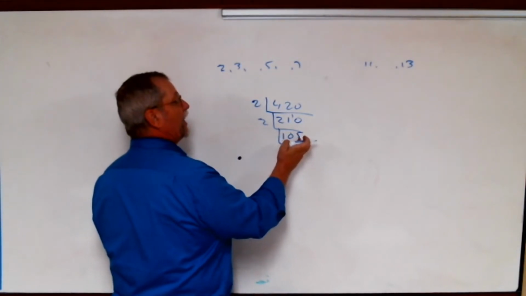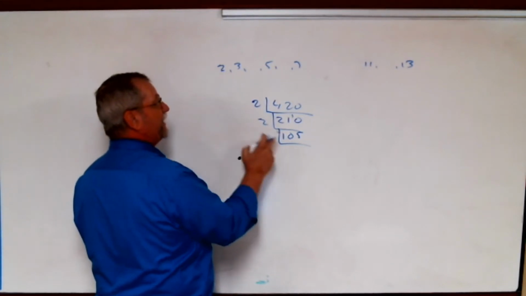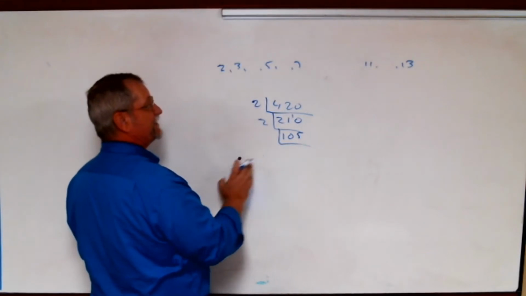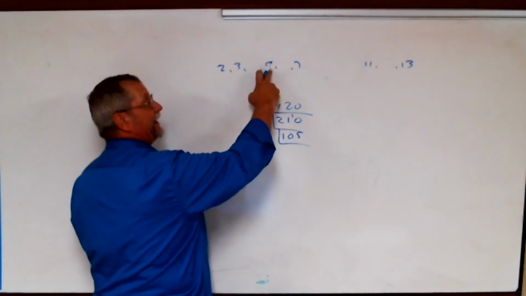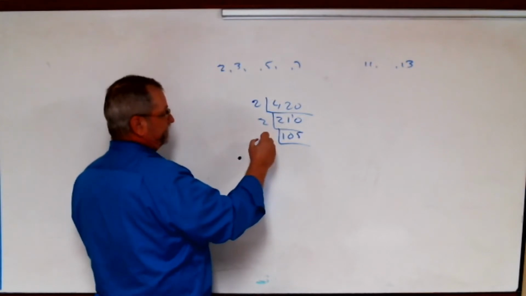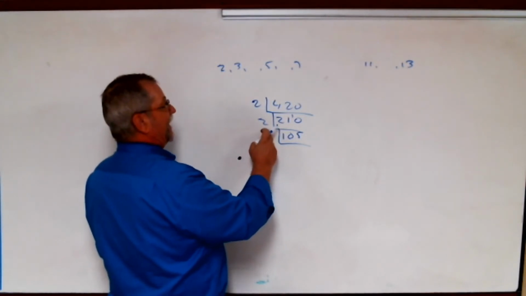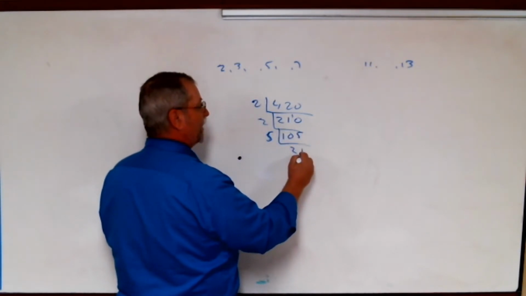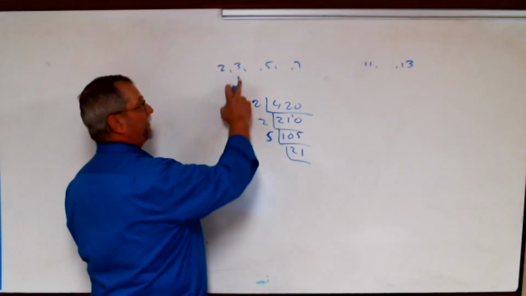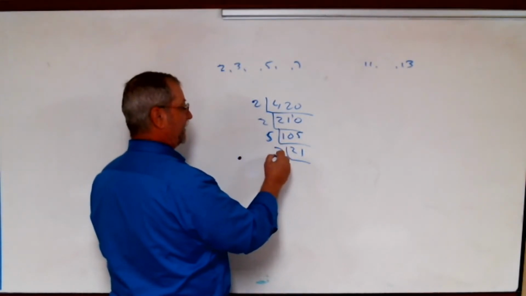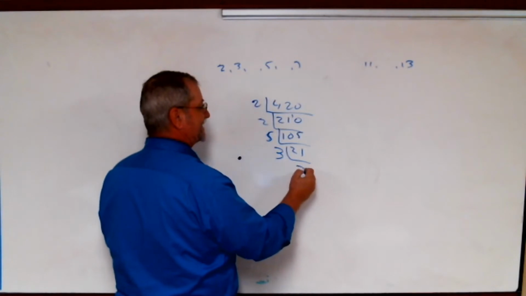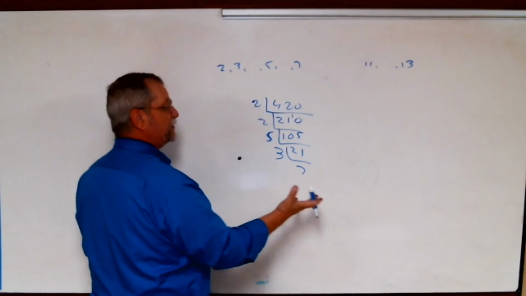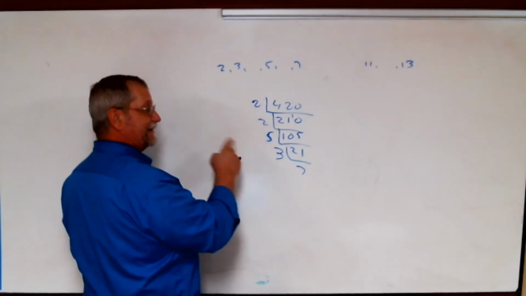All right, now it's no longer even, so I can't use 2. Now, if I want to use 3, I can because 1 plus 5 is equal to 6, and that's divisible by 3. Or I can look at it and say I have a 5, and I can do that. Let's just do that. 5 goes into 10 2 times. 5 goes into 5 1 time. Now, this number here is divisible by 3. 3 goes into 21 7 times. 7 is also prime, so I can stop. Don't divide again because then you get 1. Don't care about that.